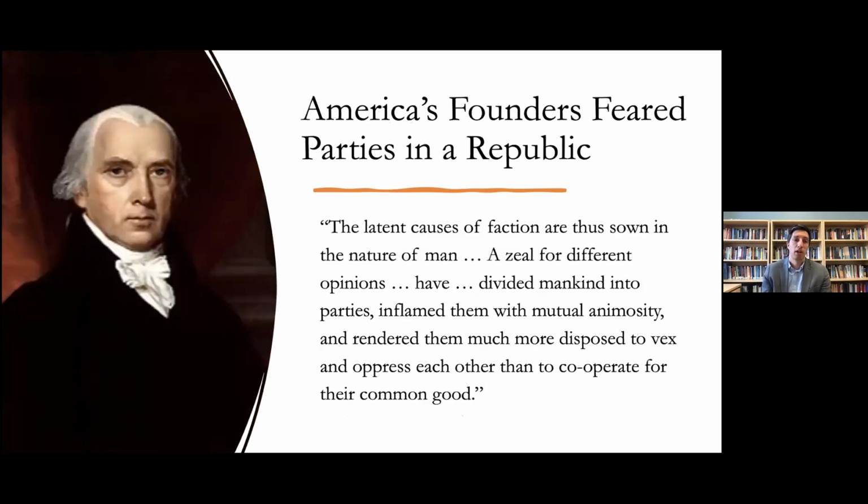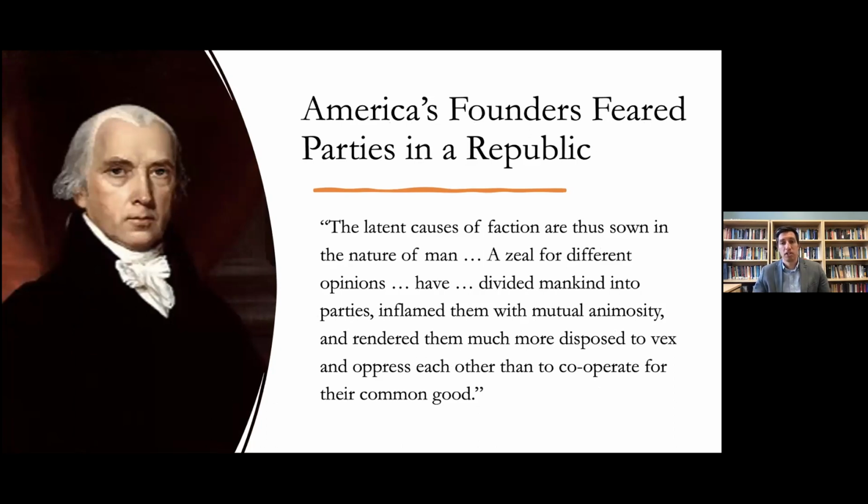James Madison, as we pointed out earlier, was also worried about what parties might do in a republic. Of course, this was ironic because James Madison, after he wrote this in 1787, a few years later, helped found one of the first of the two major parties in American politics.